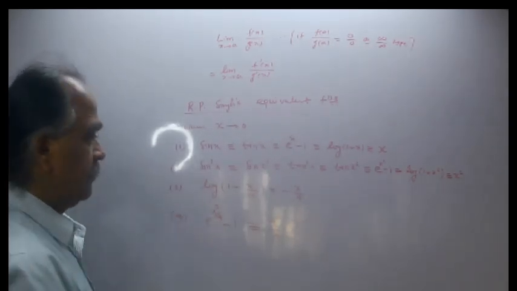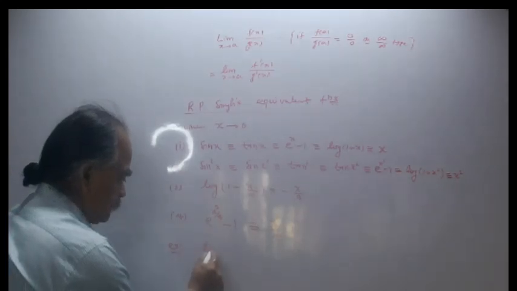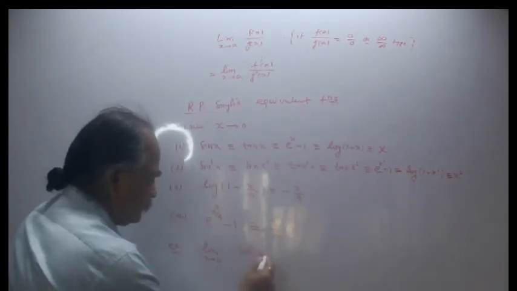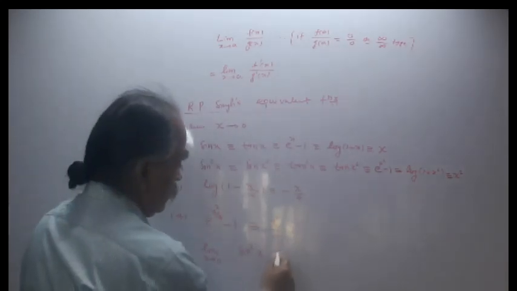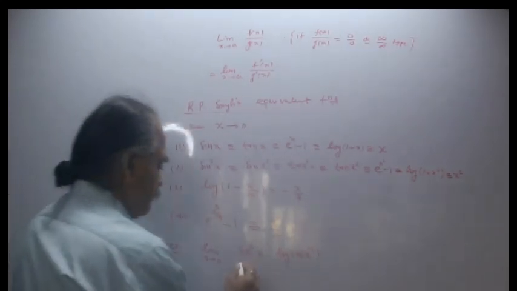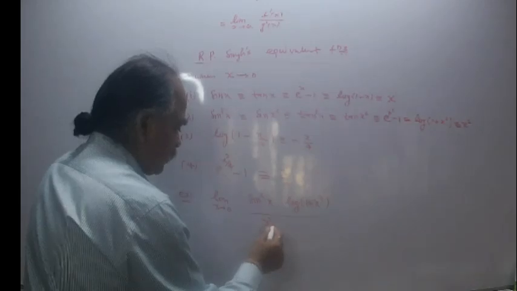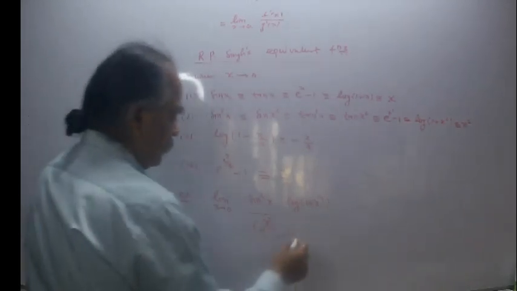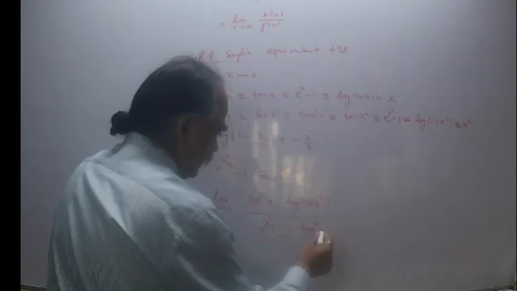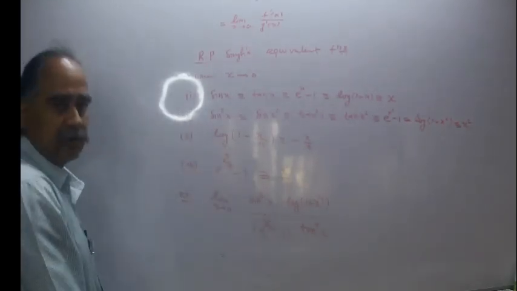For example, suppose you have to find out limit x tends to 0, sin square x into log 1 plus x raised to 4, divided by e raised to x square by 2 minus 1 into 10 raised to 4x. So just now I gave this limit we need to find out.